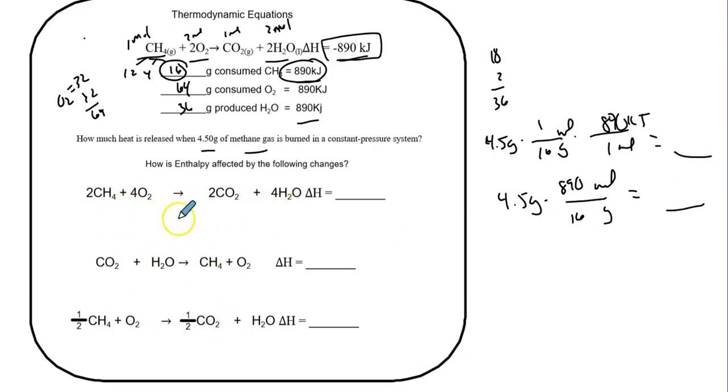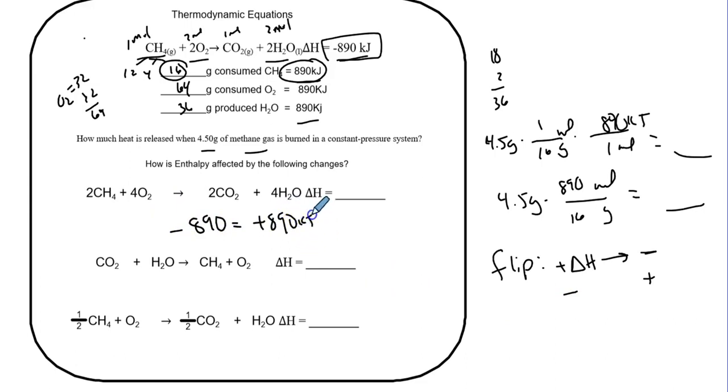Now again, what happens if we change things around? Energy in equals energy out. So in this case, when we flip a reaction, what happens? Our delta H goes from positive to negative and vice versa. At this point, I flipped this thing, so it went from negative 890 to a positive 890.